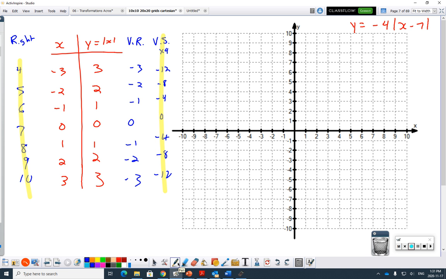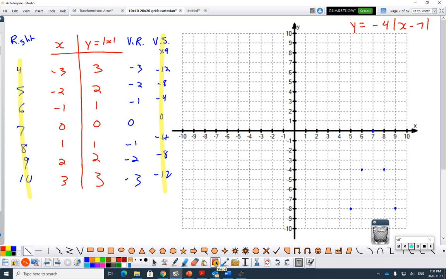4, -12. Okay, it goes off my grid here. If you're using regular graph paper like I suggest, you don't care about going off the grid because you'll just extend your grid down. That's no problem. But it is helpful when you know it's 4, -12. I know it's down here somewhere. Next one, 5, -8. 6, -4. 7, 0. 8, -4. 9, -8.